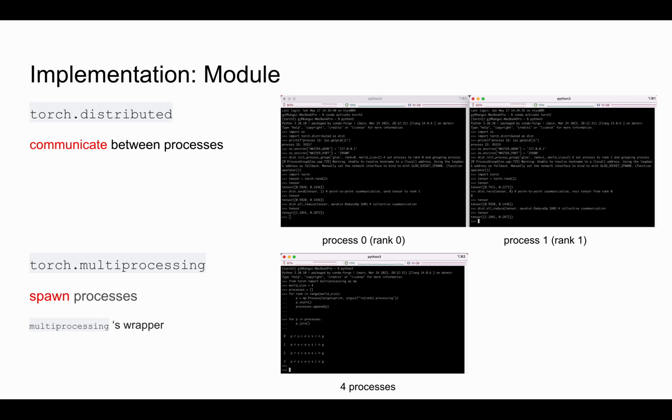So far, we have looked at parallel training. Next, let's look at implementation. In implementation, I use two PyTorch modules. First is the distributed module, which provides communication between processes. Second is the multiprocessing module, which provides process spawning.